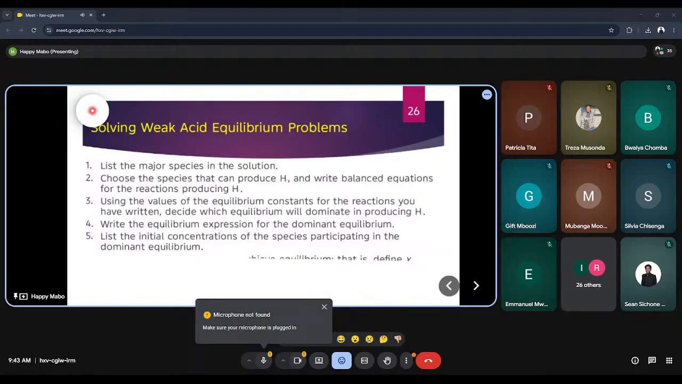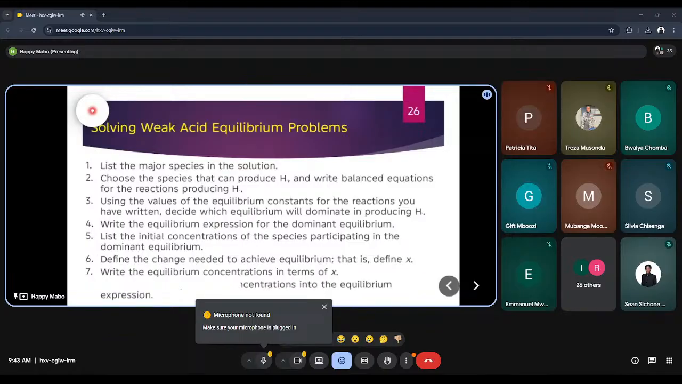Okay, so the next step would be to define the change needed to achieve equilibrium. That is, define X. When you are able to establish the direction in which the state of chemical equilibrium is going to shift, that is when you bring in this part in terms of the steps that you're going to take. Then you write the equilibrium concentrations in terms of X. When you'll have done that, now you're going to substitute the equilibrium concentrations into the equilibrium expression, which is the law of mass action in terms of either the Ka or the Kb.